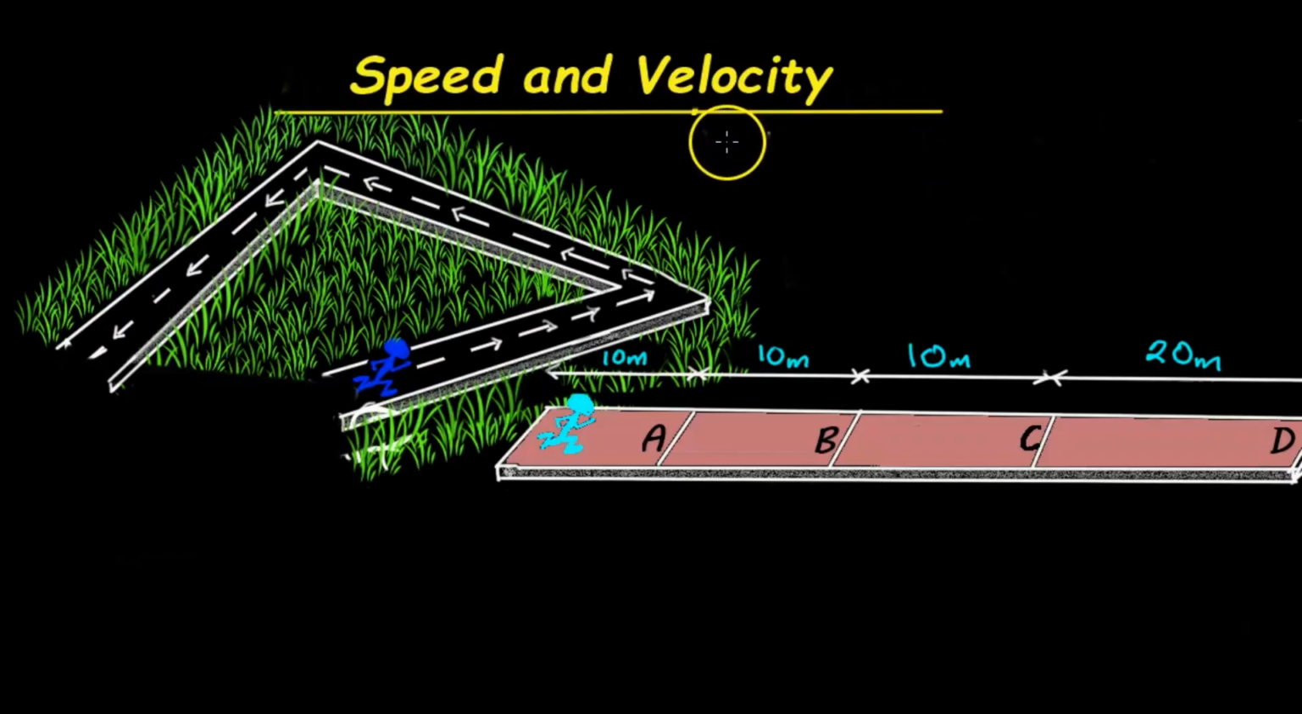The same thing applies to velocity. Velocity is the rate at which your displacement changes with respect to time. But what is the difference here? We already know the difference between distance and displacement. That one is done. But then what difference can we strike out here?